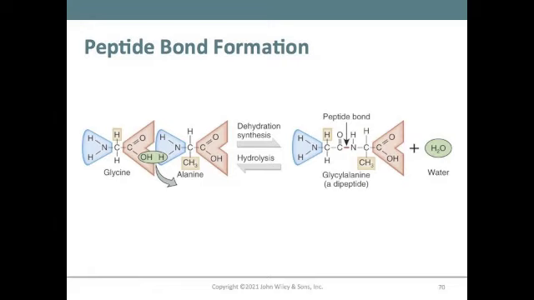Amino acids are the monomers that are used to build proteins. The formation of a peptide bond between 2 amino acids during dehydration synthesis is outlined in this cartoon. In this example, glycine is joined to alanine, forming a dipeptide. Breaking a peptide bond occurs via hydrolysis. And as you can also see, this is a reversible reaction.